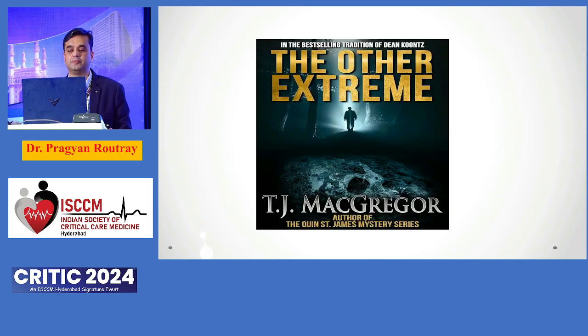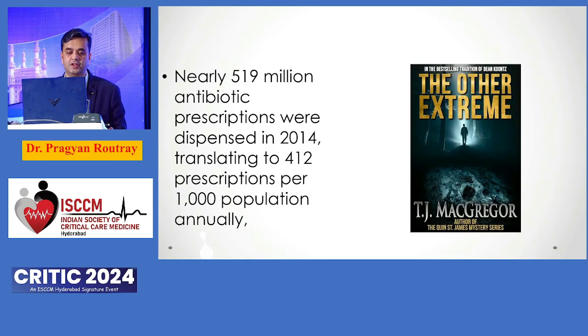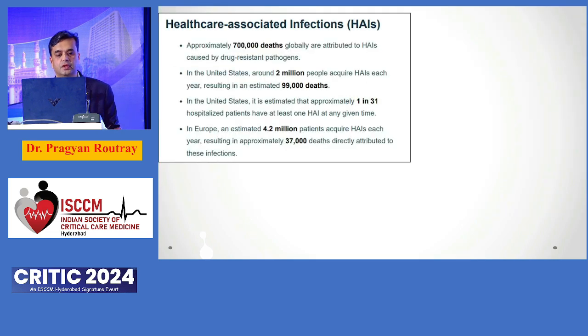Let us go to the other extreme. Can you believe, way back in 2014, 519 million antibiotic prescriptions were dispensed in India. This is a rough figure. So 412 prescriptions per thousand population. So roughly 1 in 20 persons gets an antibiotic prescription every year. That's phenomenal. And needless to say, inappropriate prescription is a major source of antimicrobial resistance.